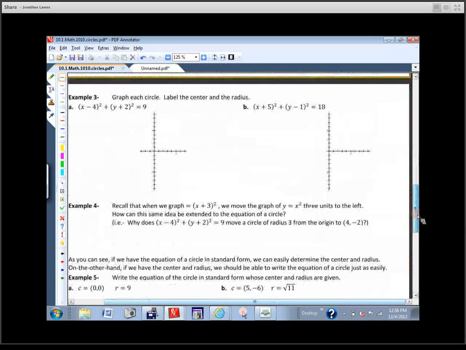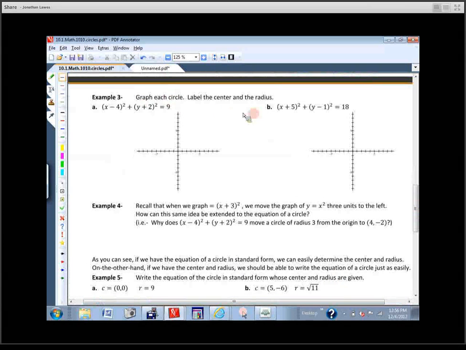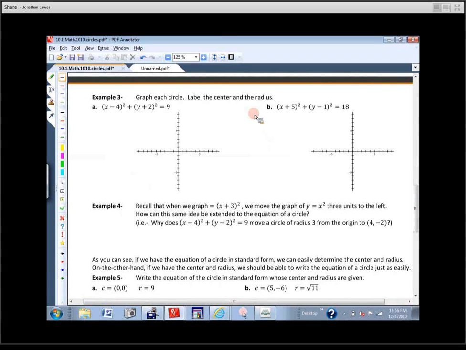This one says, graph each circle, label the center and the radius. Is this in graph-friendly form? Yes, it is. So the question now is, without flipping the page back over, let's stop and see if we can figure out where the center is. Now, I need an x-coordinate and I need a y-coordinate. Clearly, the number with the x would be a good candidate for the x-coordinate of the center. But my question for you is, is it 4 or is it negative 4? The answer is 4. Can somebody remind us why it would be positive 4 instead of negative 4?